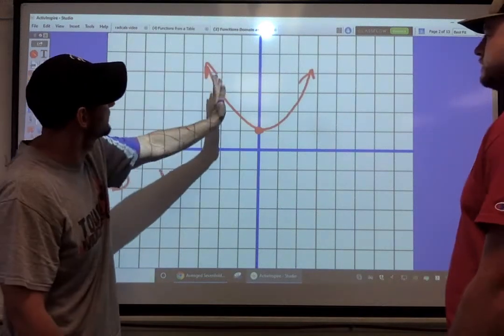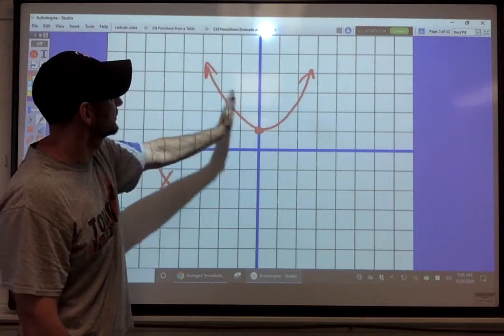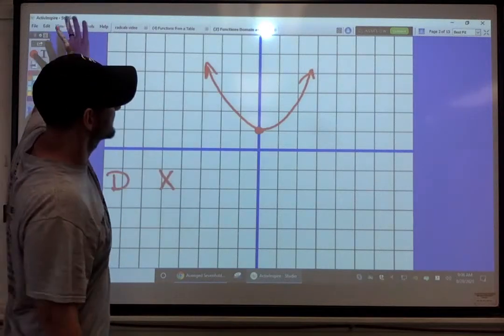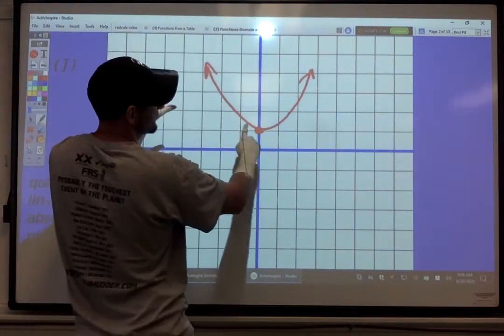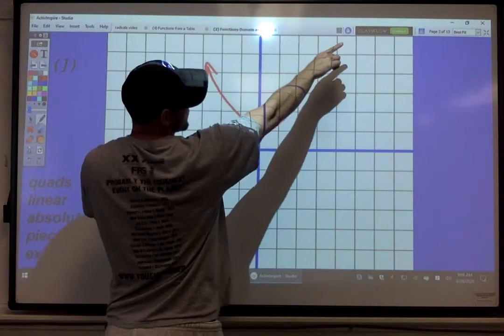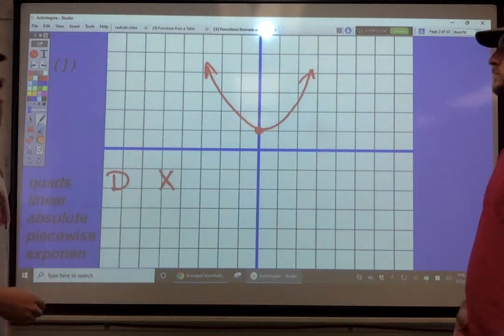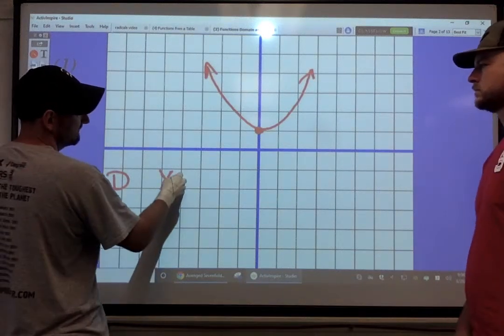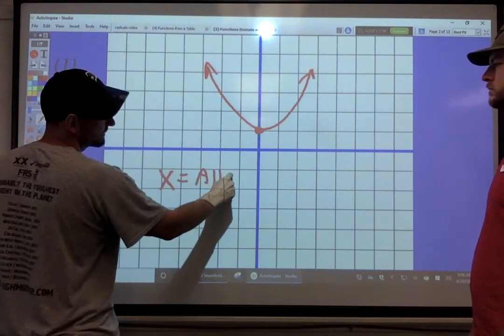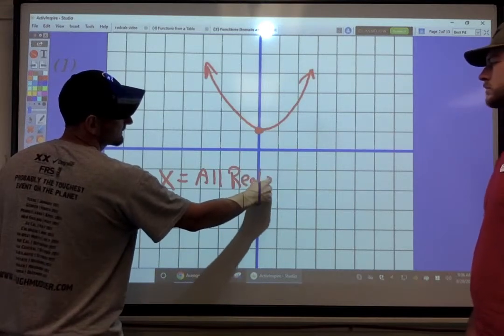So we got an arrow that's angling to the left, so we're going to go left forever, so all my negatives are included. Following it, there's no gaps, another arrow, so we're going right forever. So my domain or x values could be all real numbers. That's one way we could write it.